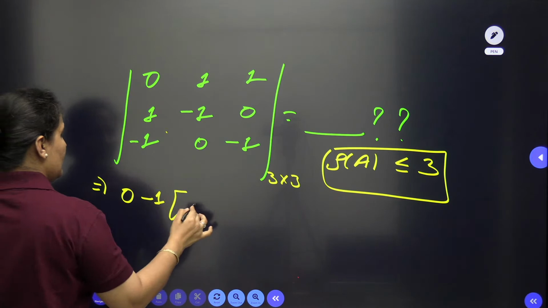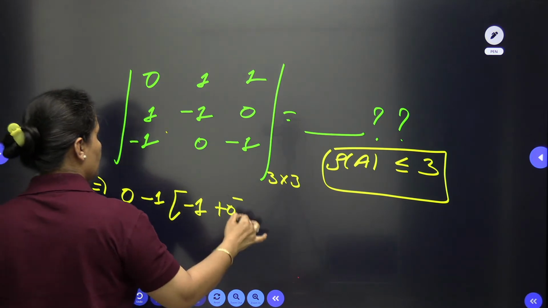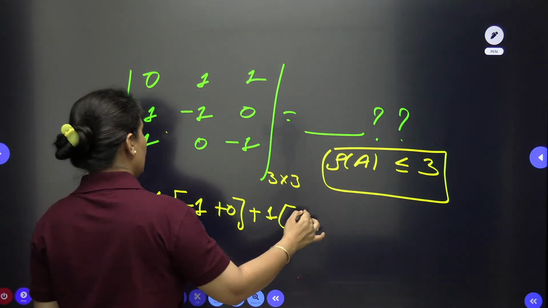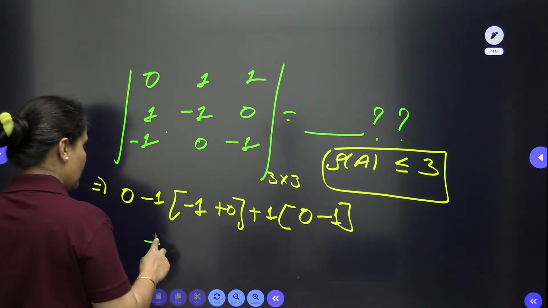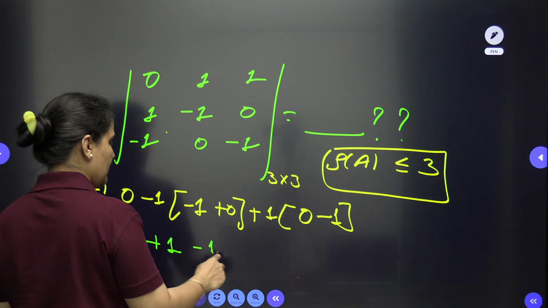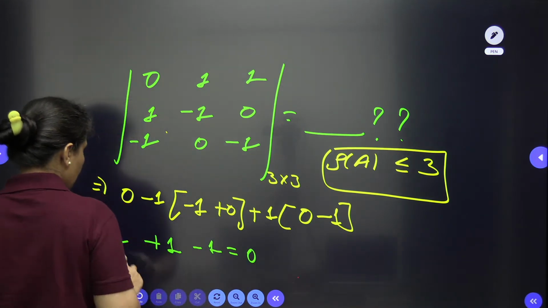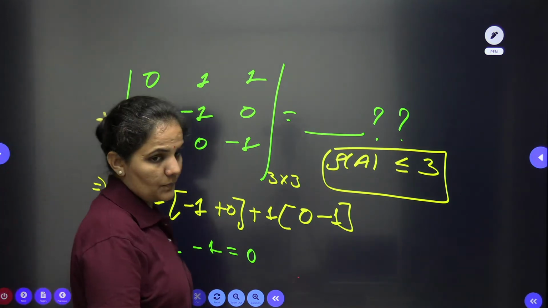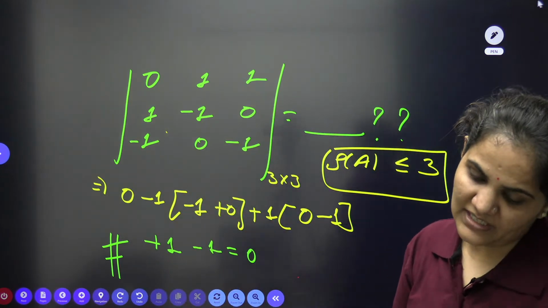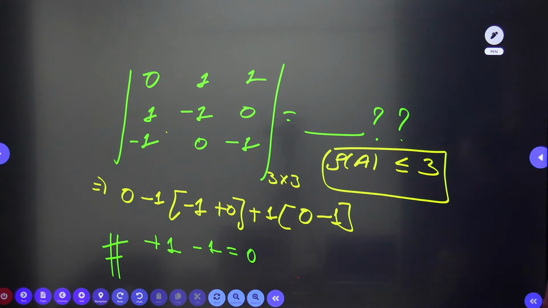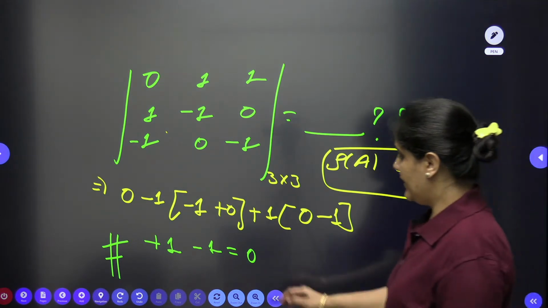Minus 1, it will be minus 1 and 0. Plus 1, it will be 0, minus minus plus, again minus 1. So it will be minus minus plus 1 and minus 1. I am having the determinant equal to 0 here, isn't it? Please confirm. Yes, ma'am. The determinant is 0.